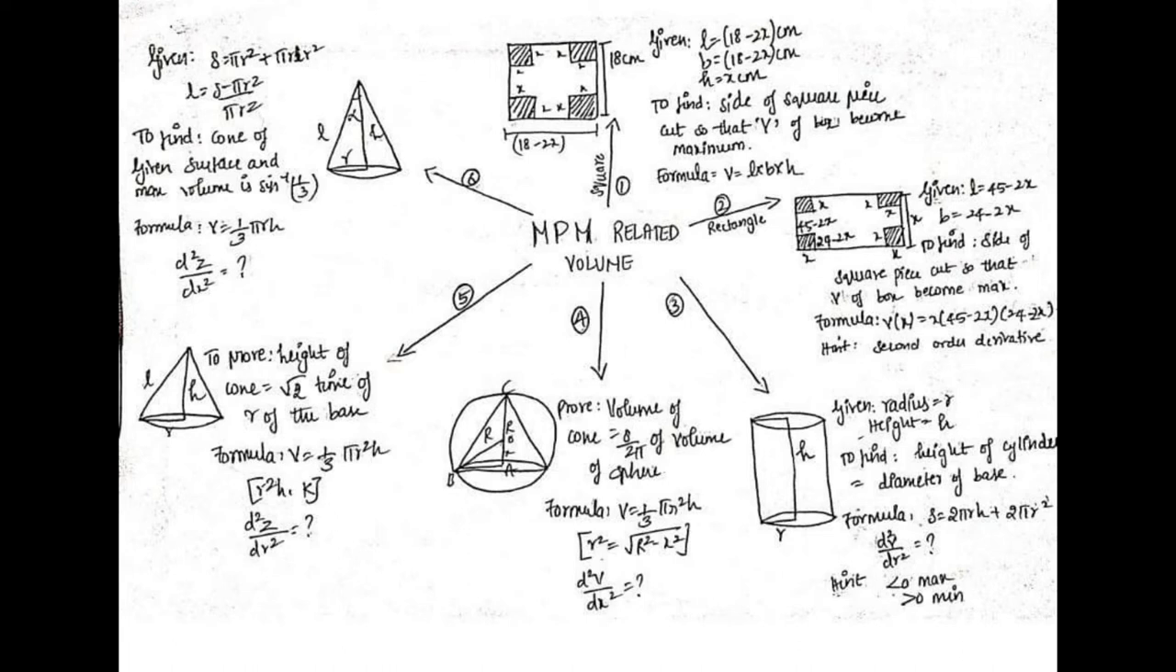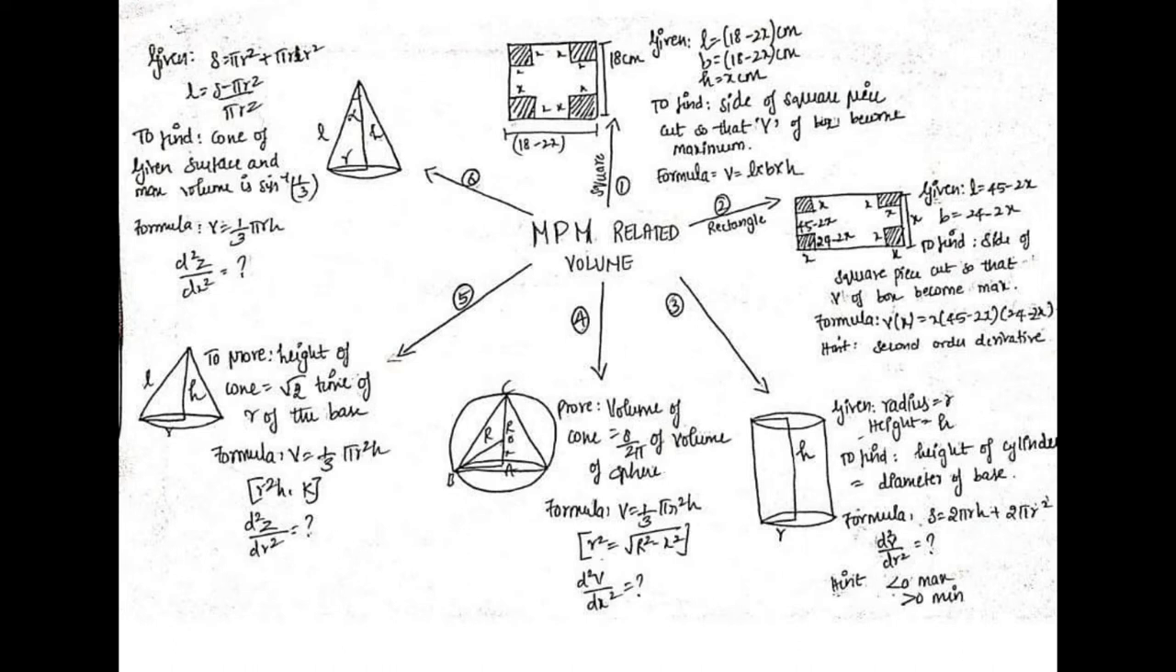Fourth, proof: volume of cone is equal to 8 by 27 of volume of sphere. Formula: V is equal to 1 by 3 pi r square h. r square is equal to capital R square minus x square. To prove: d square V by dx square is equal to what?